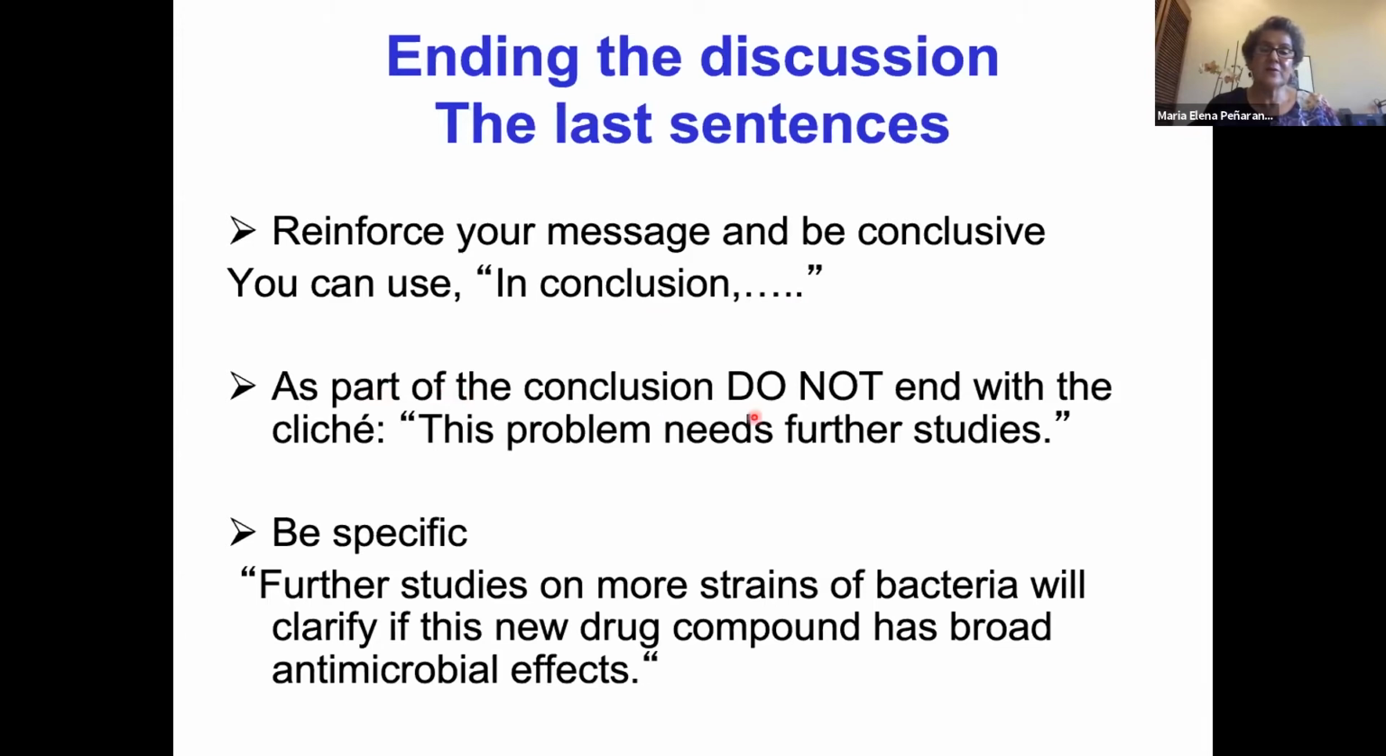As part of the conclusion, we do not end with the cliché, "This problem needs further studies." Be specific. Further studies on more strains of bacteria will clarify whether this new drug has antimicrobial effects or not. So specify what further studies you want. You know with your article what is needed, and you will recommend that to the reader and to the editor. The editor would be very happy if you have nice, intelligent, specific recommendations and conclusions based on your data.